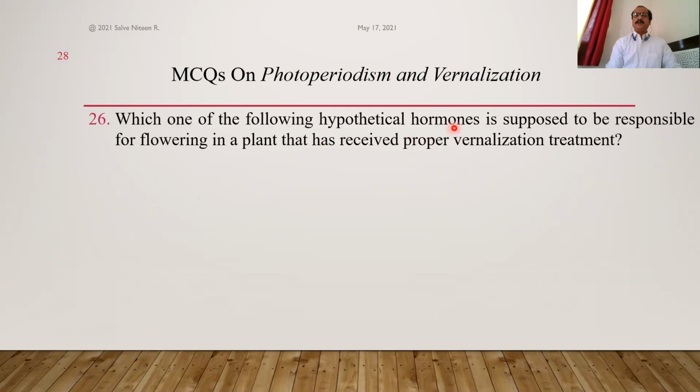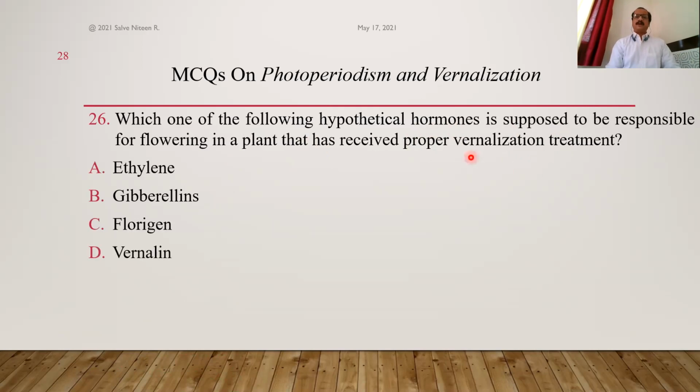Which one of the following hypothetical hormones is supposed to be responsible for flowering in a plant that has received proper vernalization treatment? Some plants, besides the proper photoperiodic treatment, require vernalization treatment also. Such plants, once they get vernalization treatment, will produce a hypothetical hormone, and that hormone is called what? So that is the question. That hormone which is formed after vernalization treatment is a hypothetical hormone. It is supposed to be vernalin, responsible for flowering in these plants. D is the right answer.